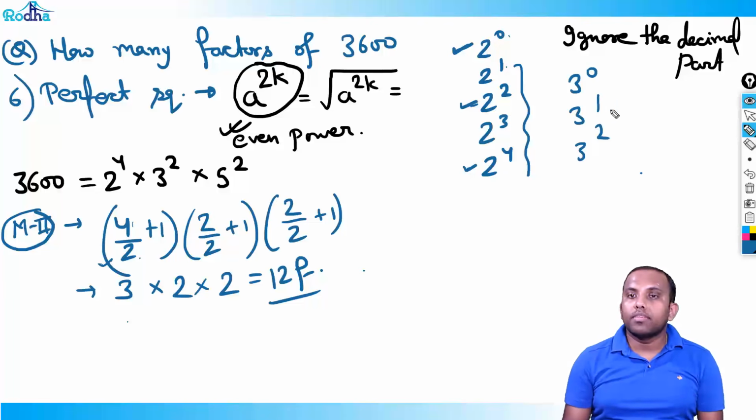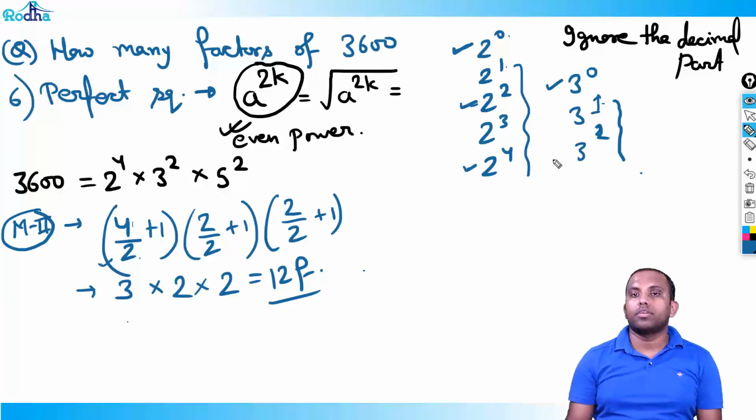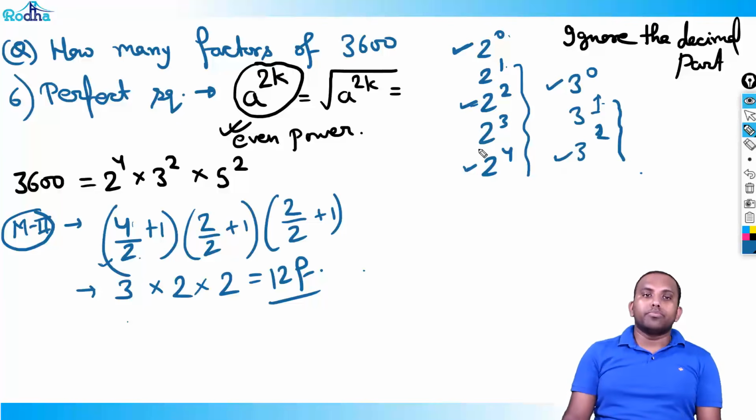So 2 by 2 means from 1 to 3 square, 3 to the 1 and 3 square, there are 2 terms. So out of 2 terms, how many are multiples of 2? 2 by 2, that is 1. And plus 1, because of this 2 raised to 0. So there are 2 terms here. This is the logic behind it, right? So you can easily do such kinds of questions.